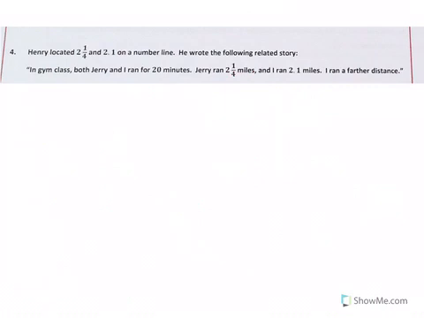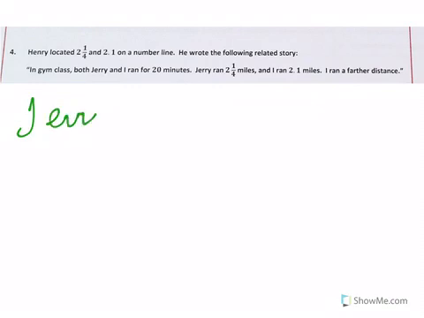Henry located 2 1/4 and 2.1 on a number line. He wrote the following related story. In gym class, both Jerry and I ran for 20 minutes. Jerry ran 2 1/4 miles. I ran 2.1 miles. I ran the farther distance. Well, I think we need to look at this in one of two ways. We've got 2 1/4, we've got 2.1. We have a fraction with a decimal. We should convert one of the two either way, right?